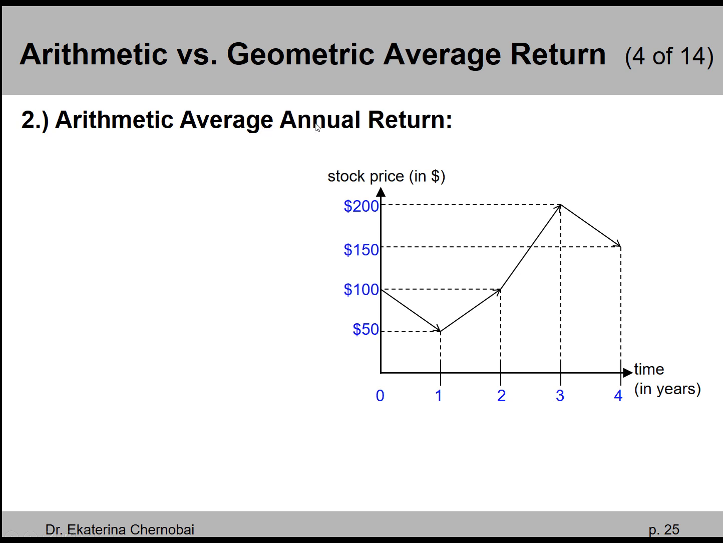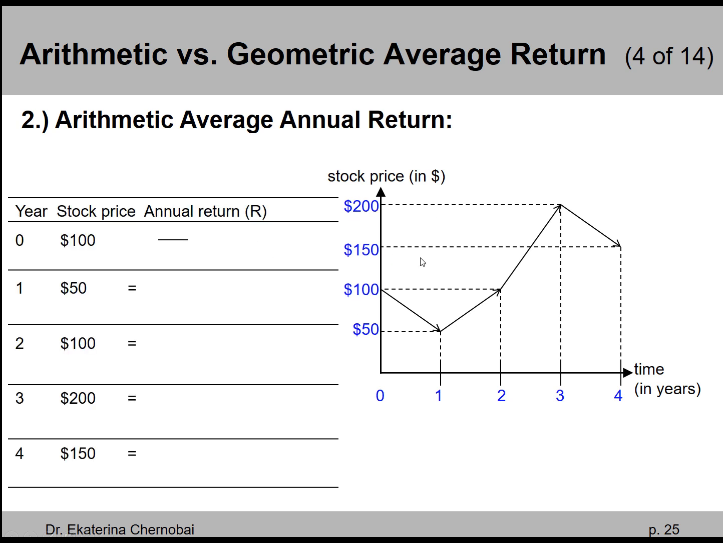Arithmetic average annual return. Return is typically calculated in percent, right? Like 5% return, 50% return. Do we have percentages? No, we don't. We are given the dollar amounts. We don't have any percentages yet. So how about we take the information that we are given and first figure out what it tells us about the percentage return we would be earning on this investment every single year. In year 1, in year 2, in year 3, and in year 4.